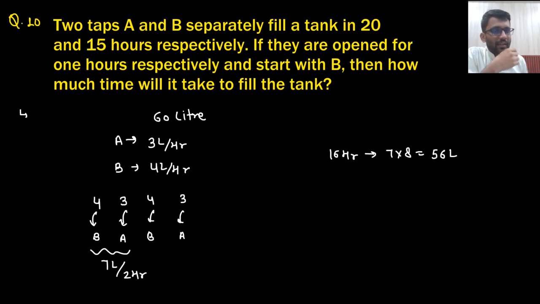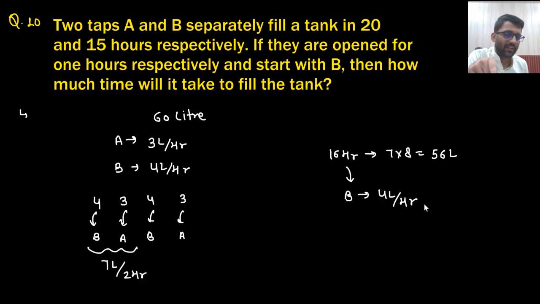Now which one will work? After every 2 hours, B is working. After 4 hours, again B will work. After 6 hours, again B will work. So after 16 hours, which one will work? Now B will work, and B can provide 4 liter per hour. So 16 hours plus 1 hour, in 17 hours, it would be fully filled.